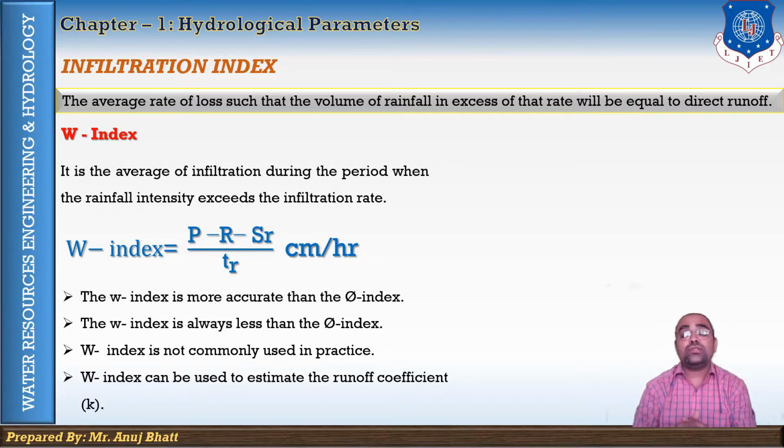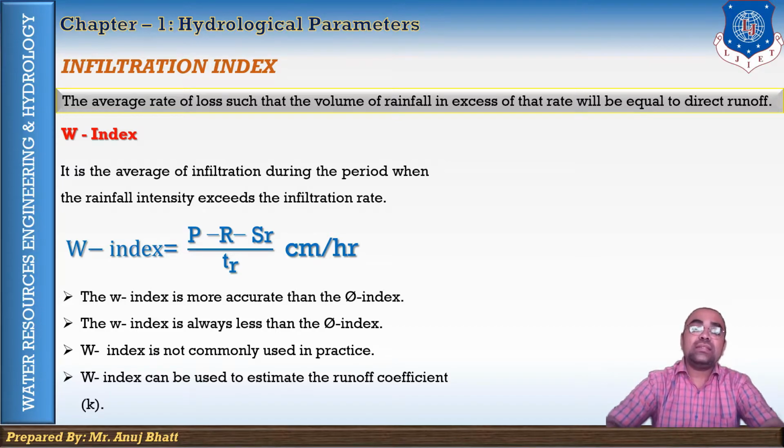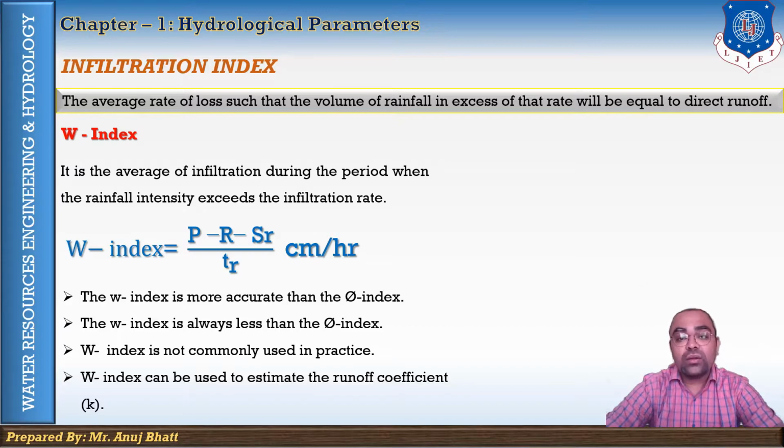The W index is not commonly used in practice for finding the infiltration index. Well, in practice, this W index can be used to estimate the runoff coefficient, that is K, and the formula is (I minus W) upon I, where I is the intensity of rainfall in centimeter per hour.